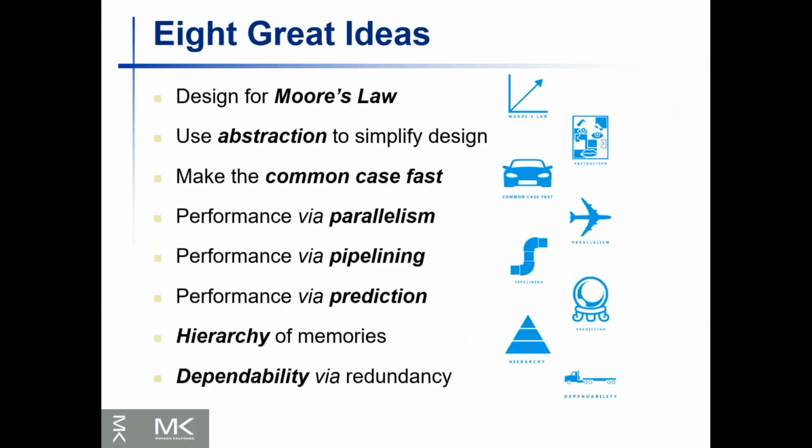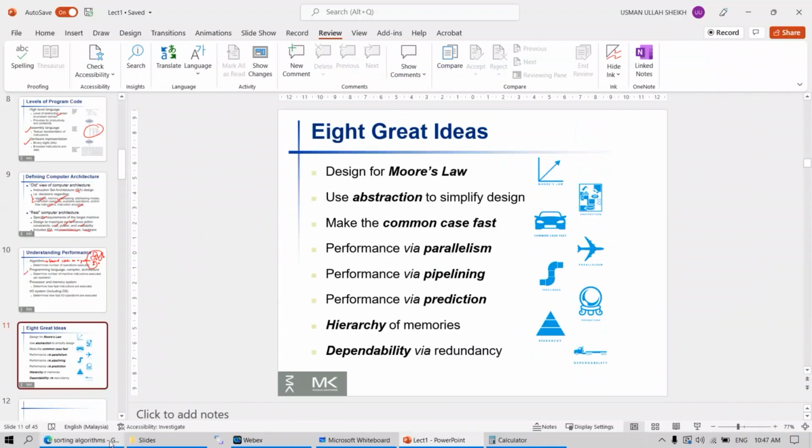Now, we have some 8 great ideas. The first one is design for Moore's law. Like I've mentioned to you, Moore's law simply tells you that we are hoping that more and more transistors are fitting on the chip so we can do more and more complex things in the future. So Moore's law says that the transistors double every 18 months on our chip.